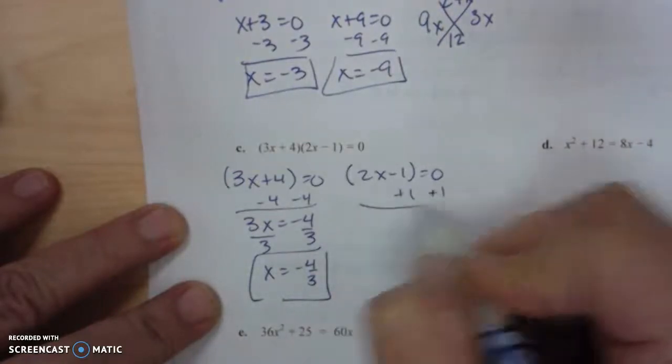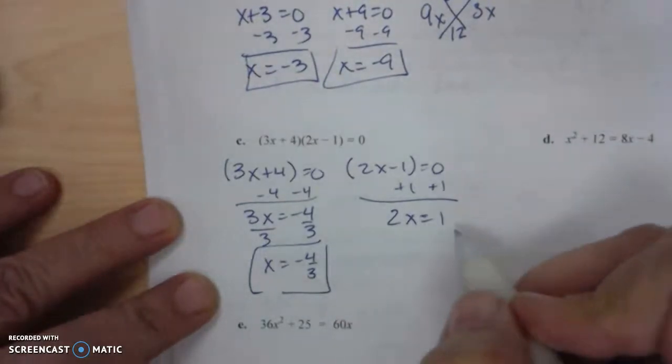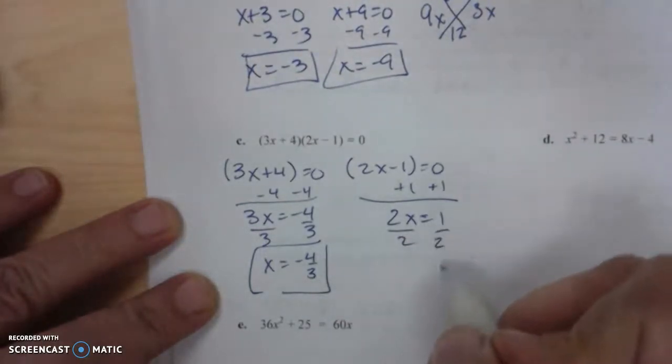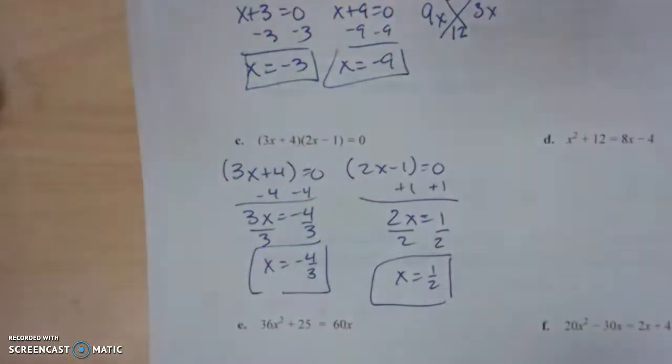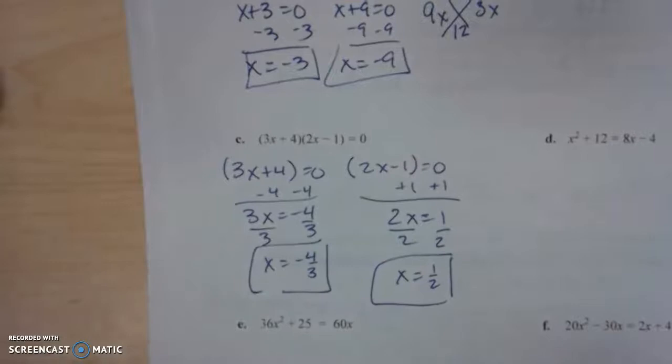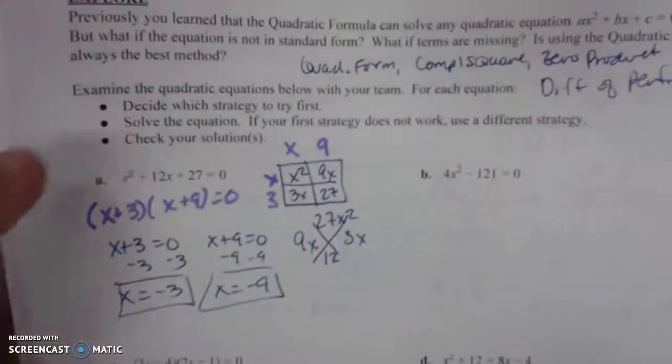And on this one, let's go ahead and solve it. Add 1 to both sides, you get 2x equals 1. Divide both sides by 2, x equals 1/2. Okay, zero product property. Let's look at the next couple.